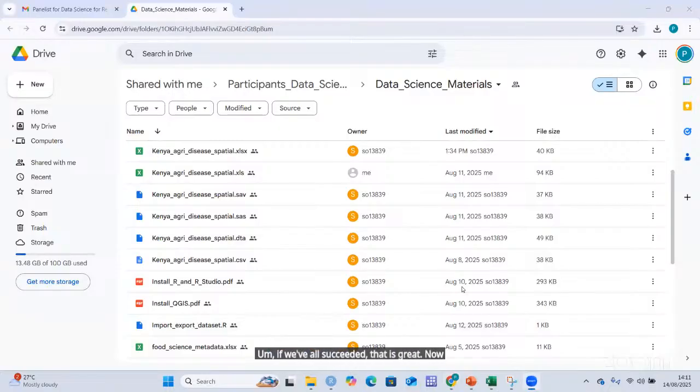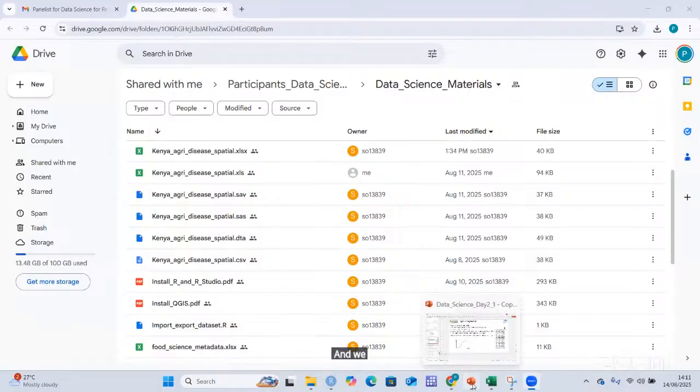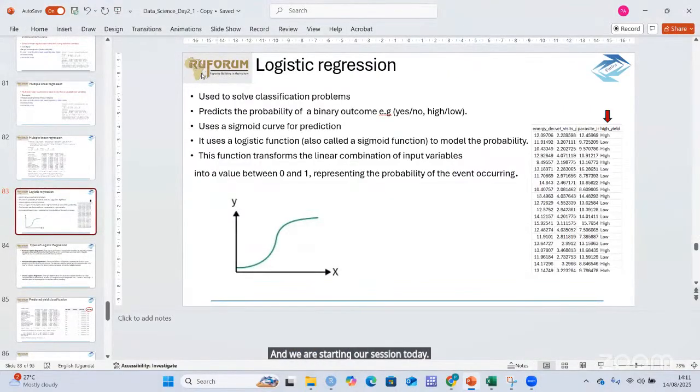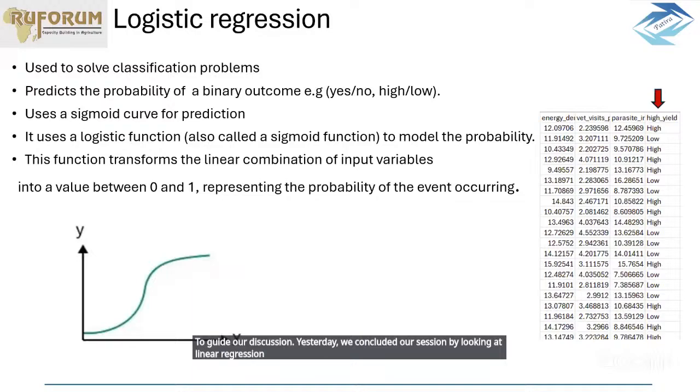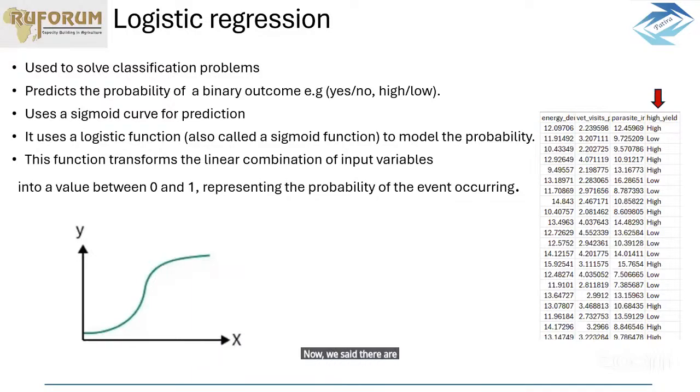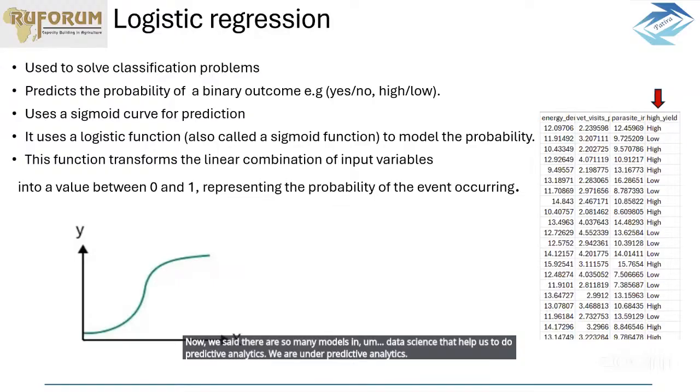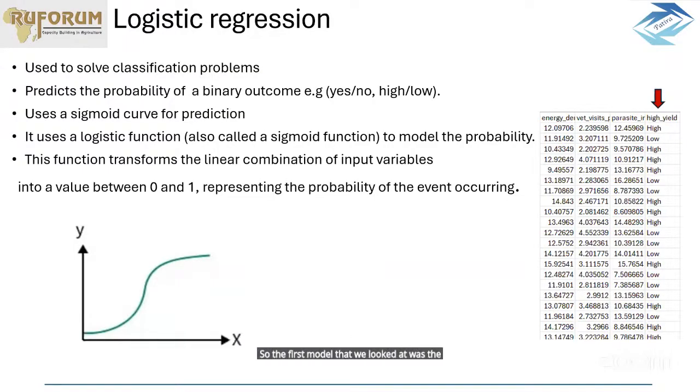Now we start our session today by looking at our PowerPoint to guide our discussion. Yesterday, we concluded our session by looking at linear regression models. Now, we said there are so many models in data science that help us to do predictive analytics. We are under predictive analytics. So the first model that we looked at was the linear regression model. And we saw that the linear regression model specifically helps us to predict numerical outcomes, okay?